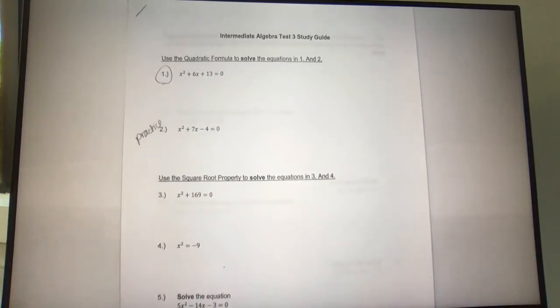Okay, directions say, use the quadratic formula. Can you use any other method, even if you get the same answer? No, you have to use the quadratic formula. And I'll give you the formula on the board, okay?